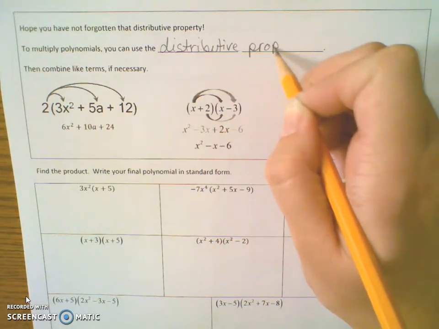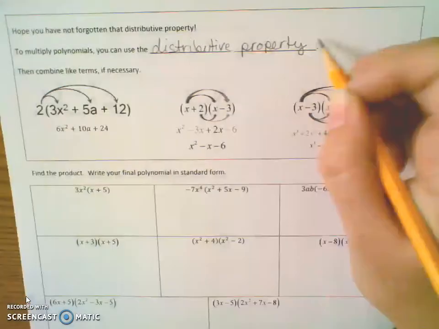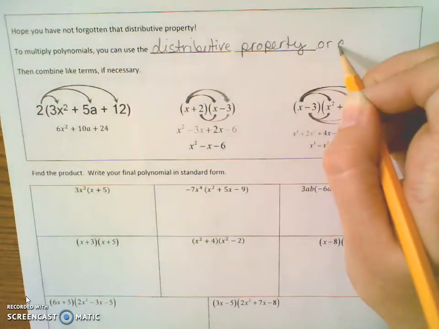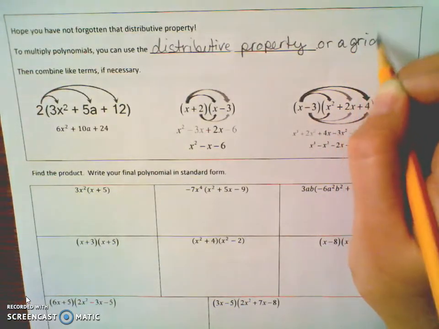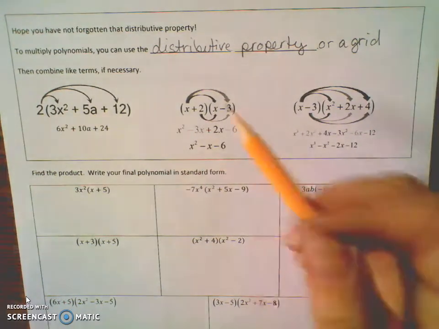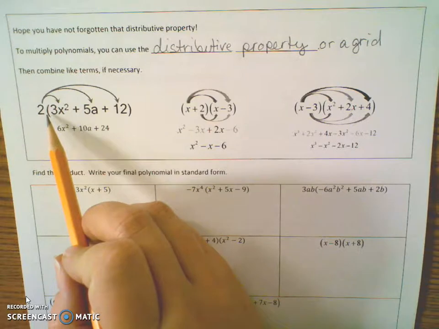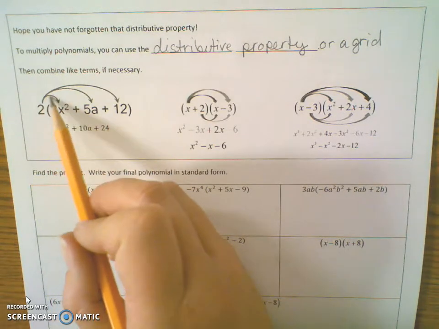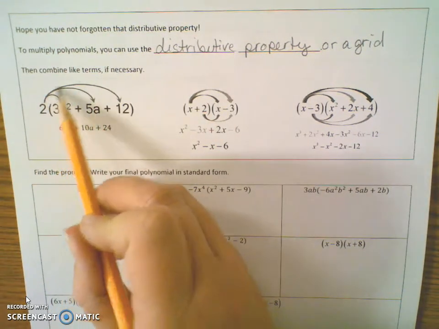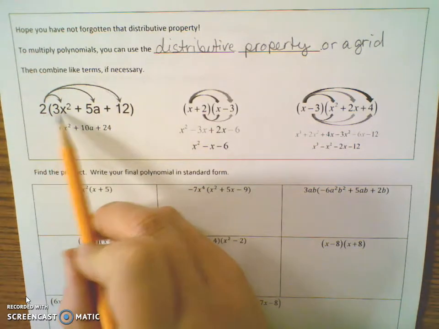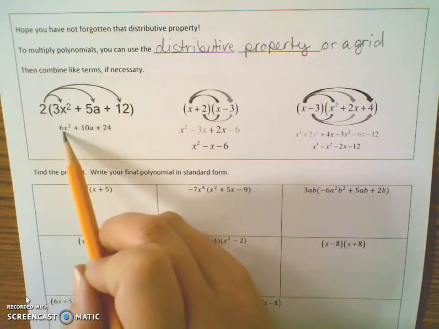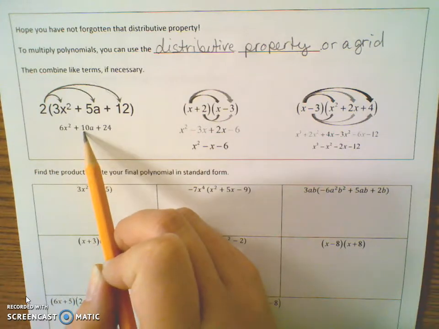Or, and this is not listed on here, but I'm going to show it to you in case you like it, you can use a grid. And I'll show you both ways. So let's say we were doing something like this. We've done this before, so you're just distributing to every one of those terms and multiplying it by 2. So 2 times 3 is 6, 2 times 5 is 10, like that.